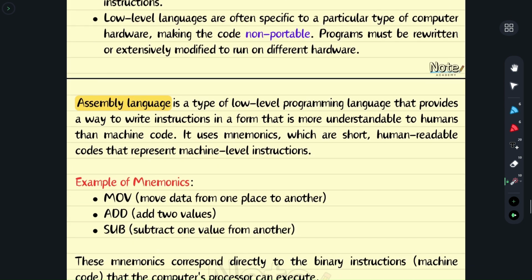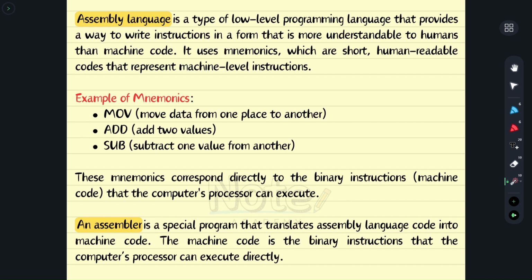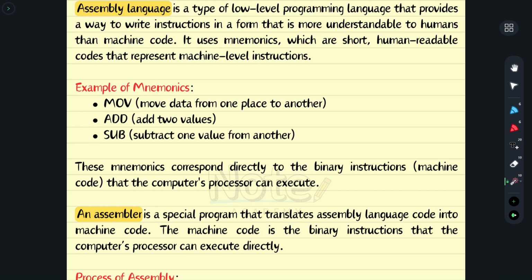Coming down to assembly language, this is basically a type of low level programming language. First of all, what you need to know is that assembly language includes mnemonics. Over here you can see that MOV is basically just a mnemonic to move data from one place to another, and then ADD is basically a mnemonic to add 2 values. So this makes it a little bit easier to write these kinds of programs. However, it is still a very difficult and lengthy task compared to high level languages.